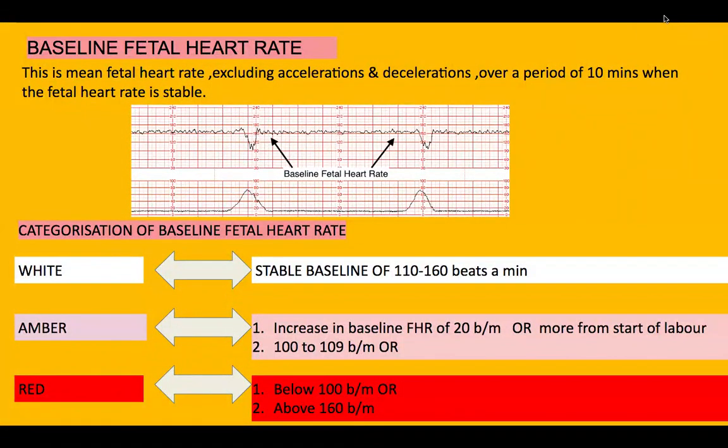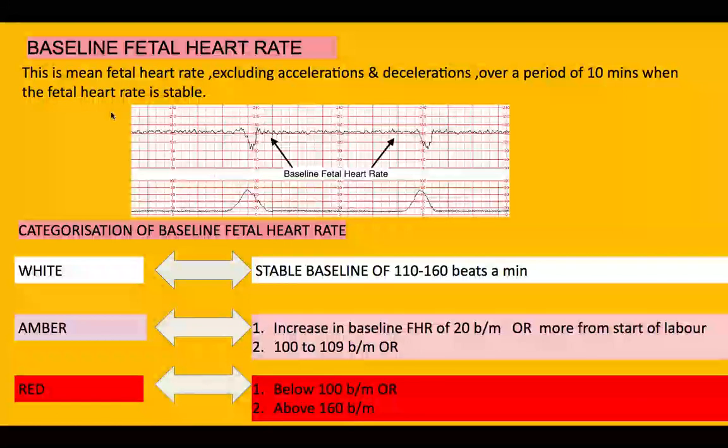Ma'am, the contraction should be less than 5. Yes, exactly. When it is less than 5, it is white. When it is 5 or more than 5 contractions, then it is amber, right? Amber. Yeah, and for 2 minutes, you have to remember that figure as well.